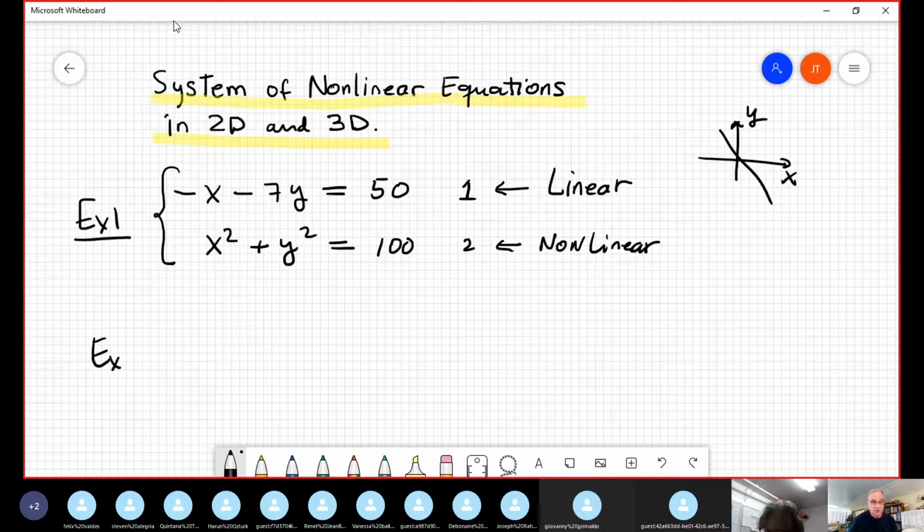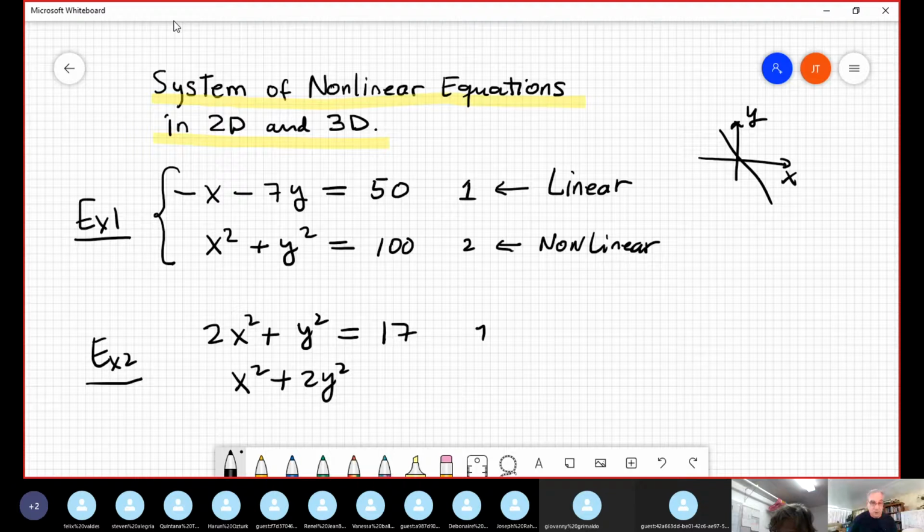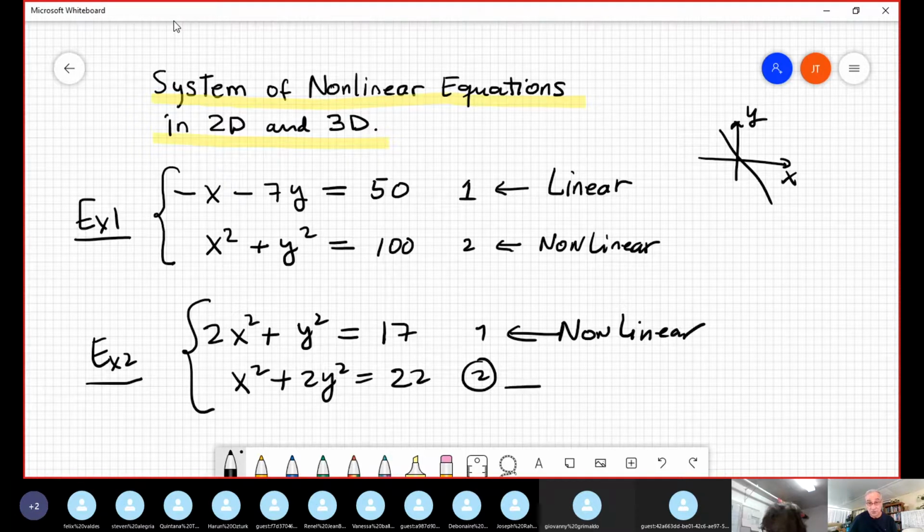Now, in example 2, we have two equations. The first one is 2x squared plus y squared equals 17. Equation number 1. And x squared plus 2y squared equals 22. Equation number 2. And this is my system. The first equation is non-linear. The second equation obviously is non-linear. Now the system is obviously non-linear. A system of non-linear equations. Do you understand the idea?